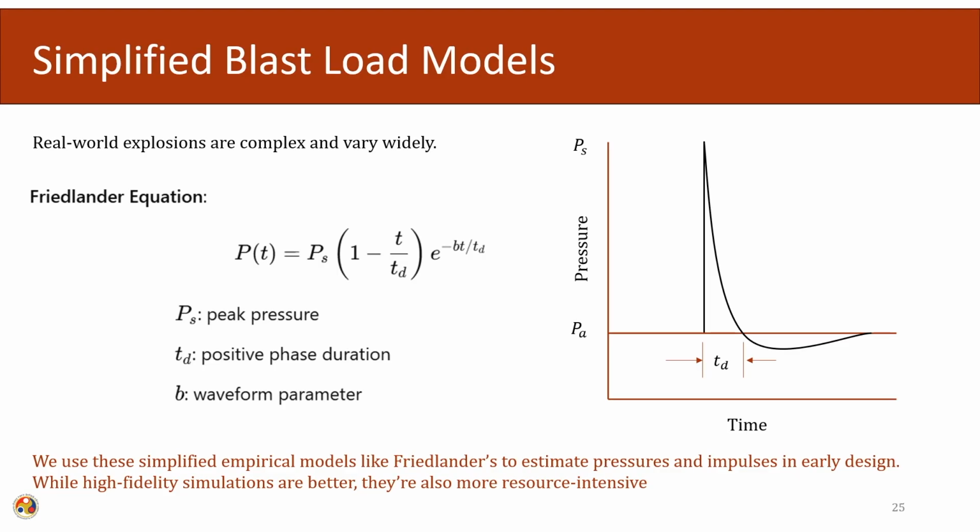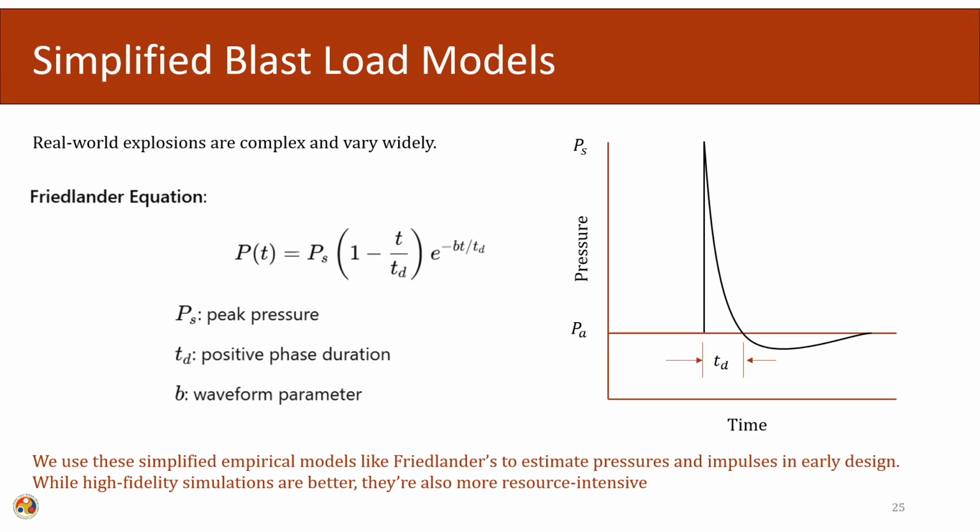Simplified blast load models. What is done in the field is that different types of explosives are taken, for example solid based explosives like TNT, or liquid based explosives, and their whole time versus pressure intensity is recorded. After recording that, they are fit into this curve, known as the Friedlander's profile that we saw in the previous slide, and the corresponding equation is given here. Here we try to fit the peak pressure Ps, the total positive phase duration and the blast waveform parameter, and the curve fit of this structure is known as the Friedlander's equation, and the corresponding graph is known as the Friedlander's profile. In blast loading we always use this simplified model to estimate the pressure and impulse for use in the design methodology.